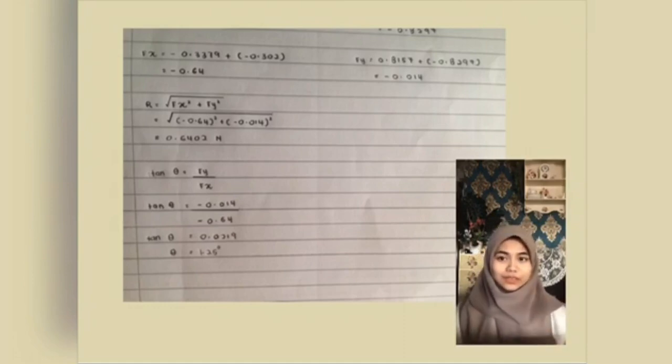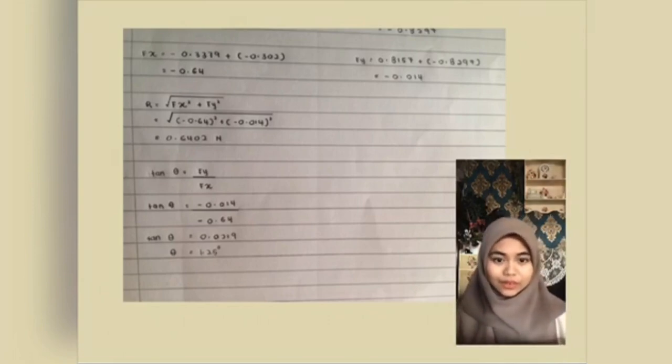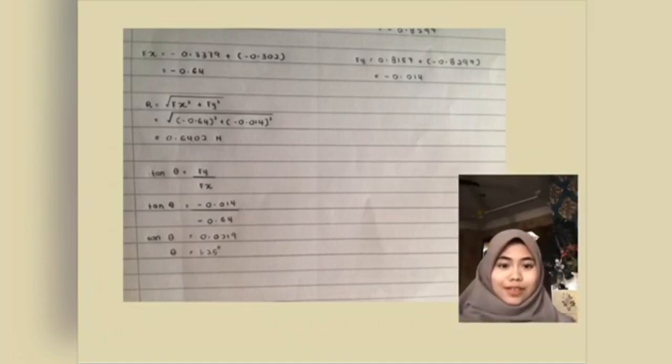For the Fy, it is 0.8157 plus negative 0.8297. The total is negative 0.014. To find the resultant, the formula is the square root of Fx squared plus Fy squared. For this table, the resultant is the square root of negative 0.64 squared plus negative 0.014 squared. It equals 0.6402.